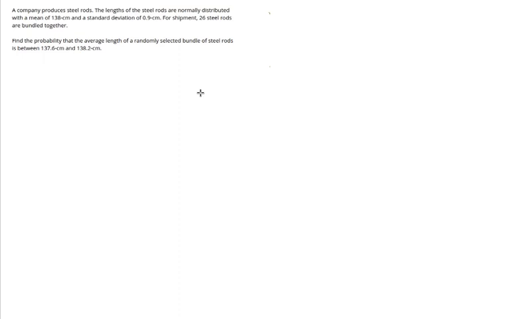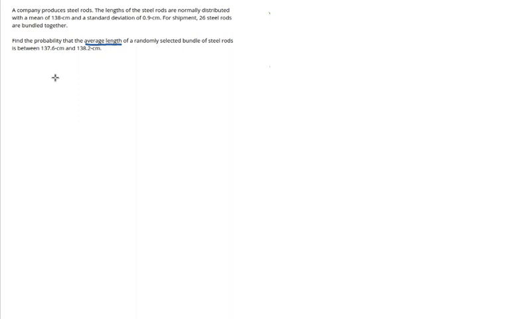A company produces steel rods. The lengths of the steel rods are normally distributed with a mean of 138 centimeters and a standard deviation of 0.9 centimeters. For a shipment, 26 steel rods are bundled together. Find the probability that the average length of a randomly selected bundle of steel rods is between 137.6 centimeters and 138.2.